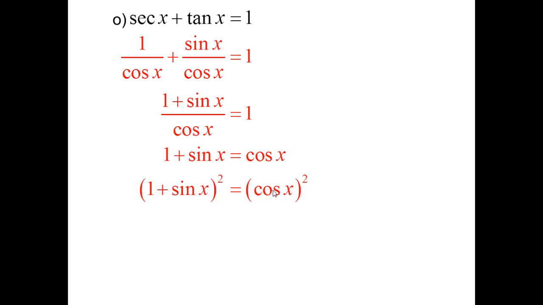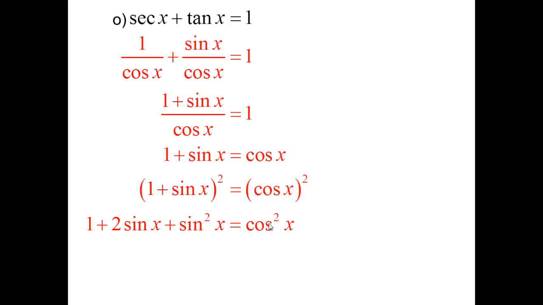On the right, I have cosine squared. On the left, if you're still saying 1 plus sine squared, I need you to stop this video and go back and relearn Algebra 1. 1 plus sine, quantity squared, is really 1 plus sine times 1 plus sine. And when I FOIL out 1 plus sine times 1 plus sine, I should get 1 plus 2 sine plus sine squared. Now that I have some squares, I can use a Pythagorean identity.